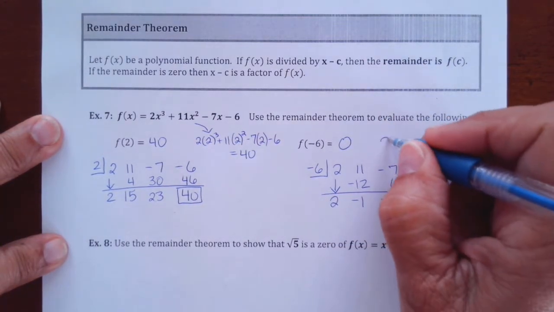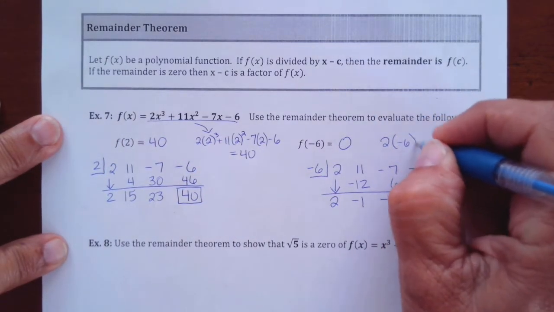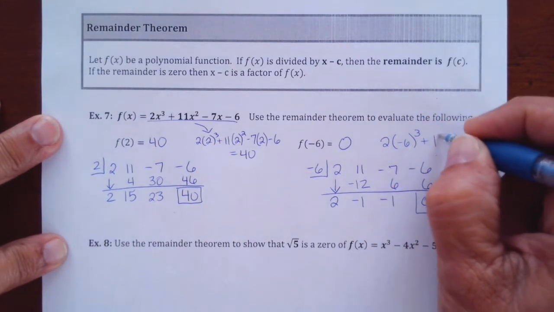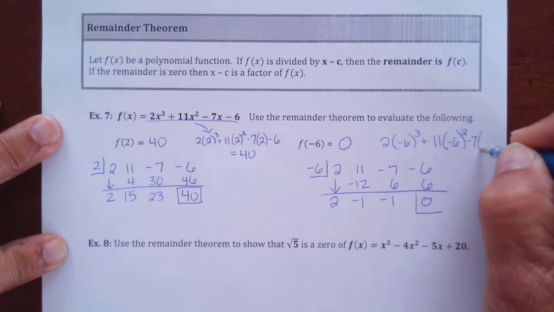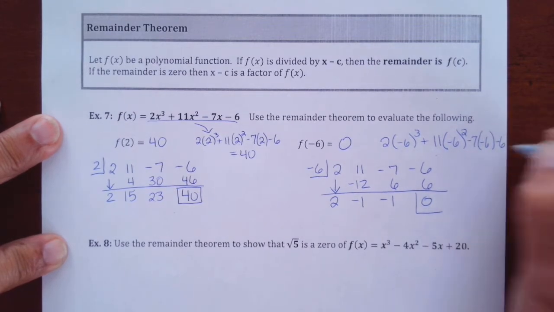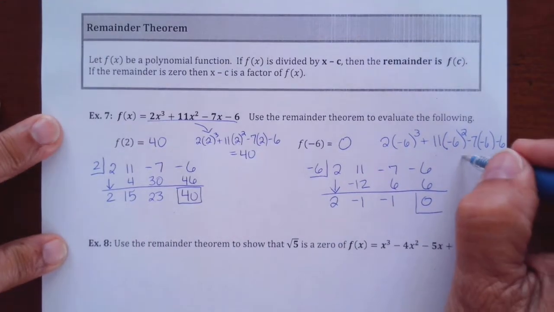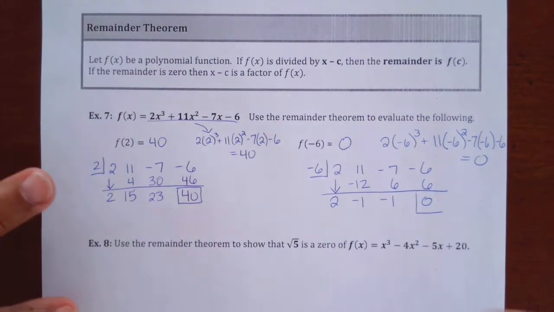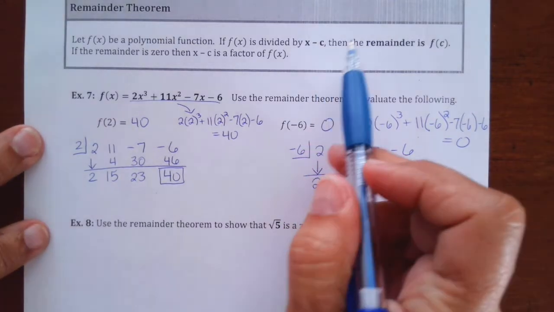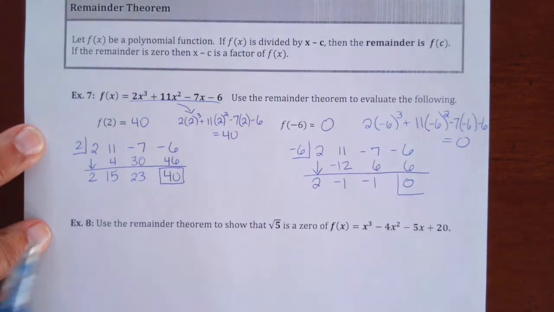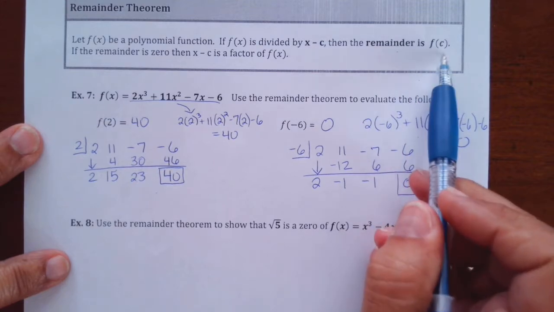So again, if I put negative 6 into here, 2 times negative 6 cubed plus 11 times negative 6 squared minus 7 times negative 6 minus 6, if I do that, I will get 0. Okay? So that's kind of neat. It works either way. So that's what the theorem says. The function value is the same as the remainder. Okay? F of c is the remainder, function value.